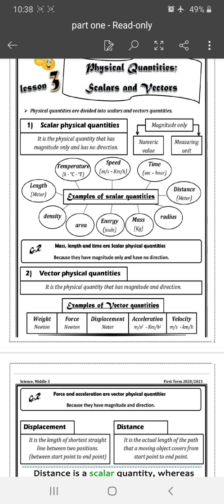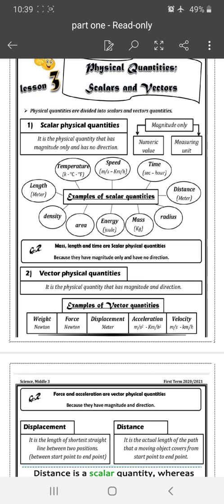But also we may need direction or not. If we need direction to describe the physical quantity, we can say it's considered a vector physical quantity. But if we don't need direction to describe the physical quantity, we can say that it is a scalar physical quantity. For example, if I asked you to determine the length of an object, you can say 5 centimeter, right? Only, but you don't need to say 5 centimeter east direction, right? There is no need for the direction here.